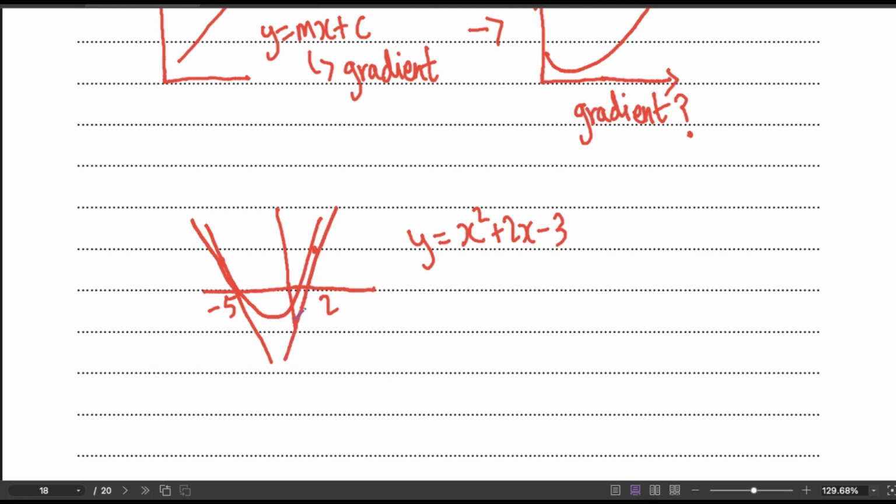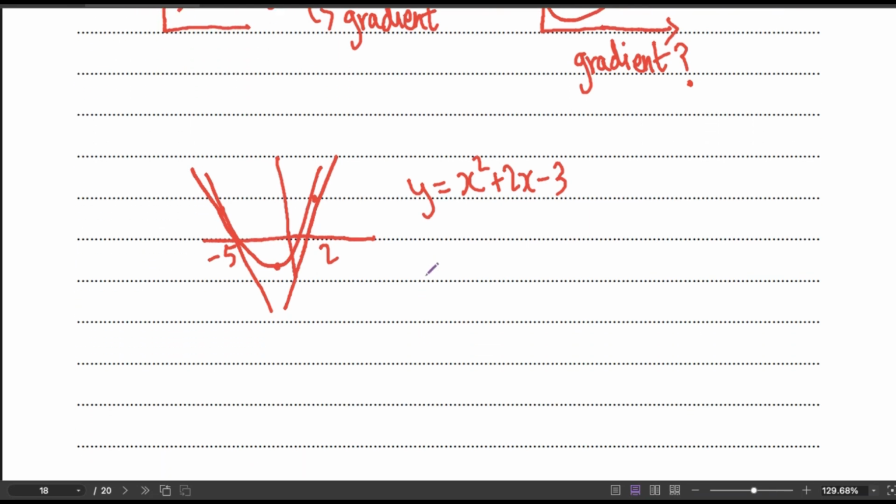It's not perfect, but the idea is that these two tangents obviously have different slopes. This one's clearly negative, this one's clearly positive. And of course, if you draw a tangent at this point, it's going to have a different slope than any of these two tangents. So how can we know what the gradient is at that point? Well, we use something called derivatives.